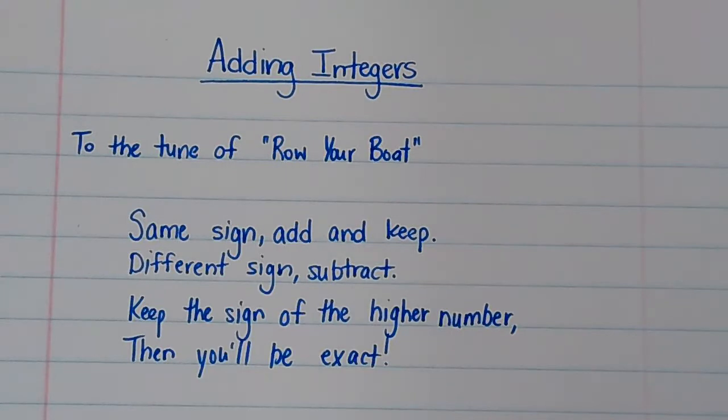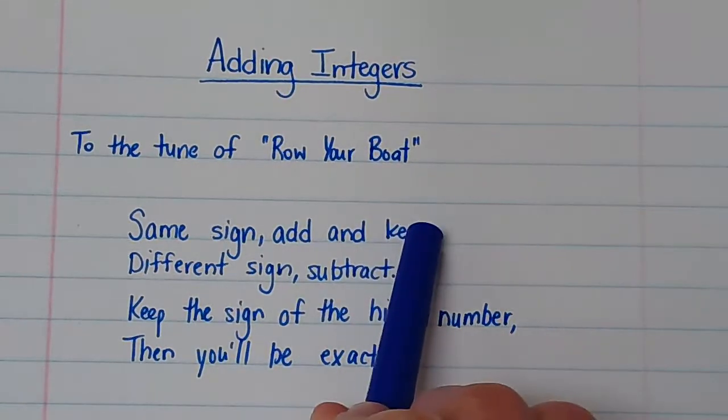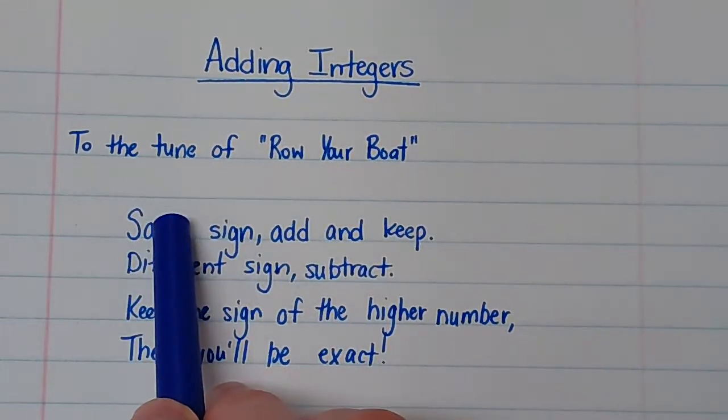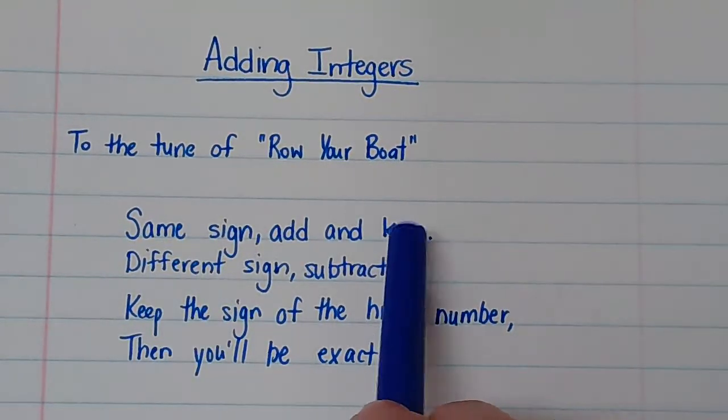So what this means is if you have an addition problem and both of your numbers have the same sign. What I mean by that is both of them are positive or both of them are negative. They're the same type of number, not the same number, but the same type of number. Then you're just going to add those numbers together, and whatever sign those two numbers were, your answer is going to be that sign. So this is what this means. Same sign, add and keep. You're keeping that same sign. If both of these are negatives, then your answer is going to stay negative. If both of these are positive, then your answer is going to stay positive.